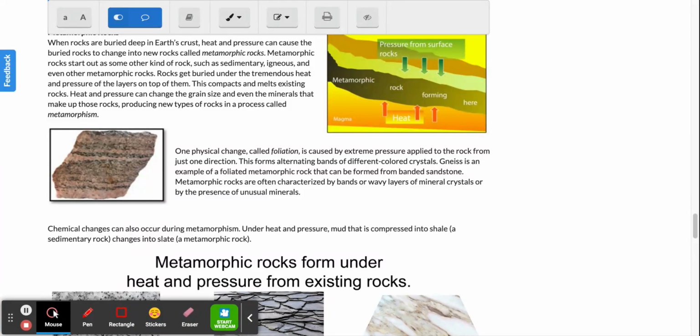One physical change, called foliation, is caused by extreme pressure applied to the rock from just one direction. This forms alternating bands of different colored crystals. Gneiss is an example of a foliated metamorphic rock that can be formed from banded sandstone. Metamorphic rocks are often characterized by bands or wavy layers of mineral crystals or by the presence of unusual minerals. Chemical changes can also occur during metamorphism. Under heat and pressure, mud that is compressed into shale, a sedimentary rock, changes into slate, a metamorphic rock.